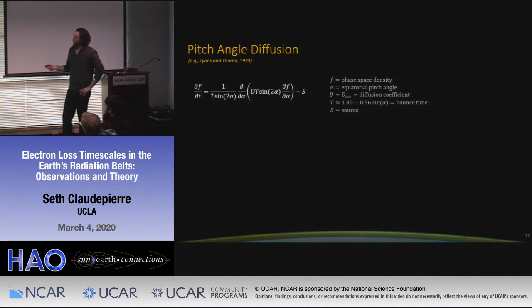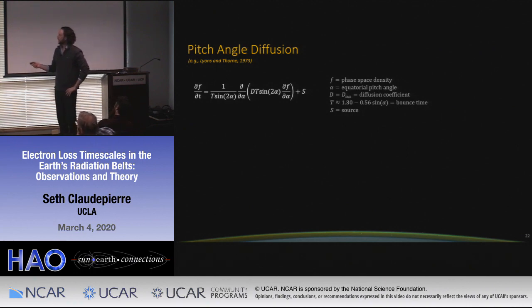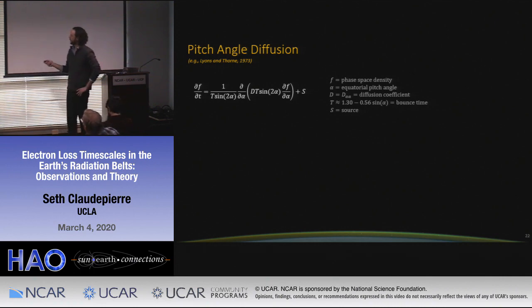Okay, this is the pitch angle diffusion equation that I was showing before, written in a slightly different format. Sorry, a lot of equations, I know. F here is the phase-space density, or the flux, if you like, what we were looking at on the previous figure. Alpha is the equatorial pitch angle of the particle. This D term here is the important one. This is the diffusion coefficient, so this governs the rate of diffusion in this formalism. T is just some approximation of the bounce time of the particle along the field line. And then S out here is some arbitrary source term, say maybe radial diffusion or something bringing particles in.